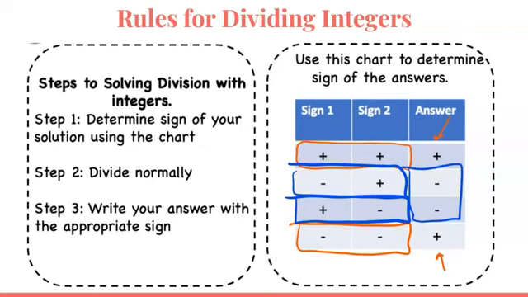If you just remember the rule, same signs positive, different signs negative, it makes it a lot easier. You just determine the sign, divide like you normally would, and then rewrite your answer with the appropriate sign. Remember, negative numbers have to have the negative sign in front, but positive numbers can just be left without a sign in front. Okay, let's take a look at a few examples.